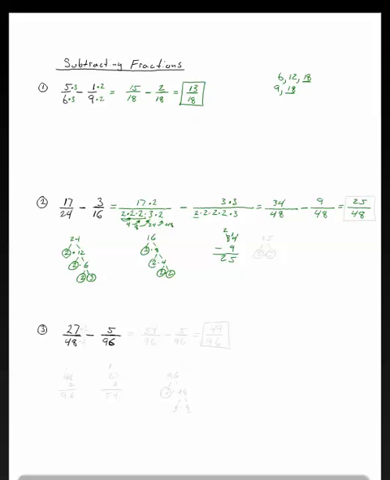So now I have 25 over 48, and I want to make sure that that's not reducible. Well, 25 is 5 times 5. So 5 is its only factor. Nothing times 5 is going to give me 48. So they don't share any common factors in the numerator and the denominator. So I know that this is fully reduced.